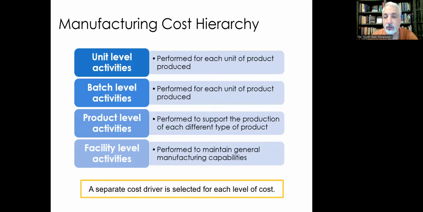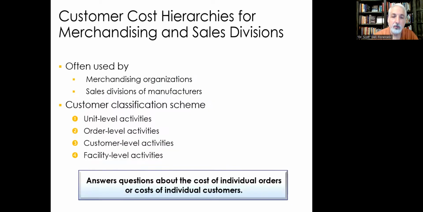And finally, we have the facilities. We have the big picture. We have activities performed to maintain general manufacturing capabilities. We've got the facility that's heated. We've got the HVAC system. We've got the environment that is operational. So we make these things. And we select separate cost drivers at each level of cost. So these cost drivers are what we're analyzing and digging into.